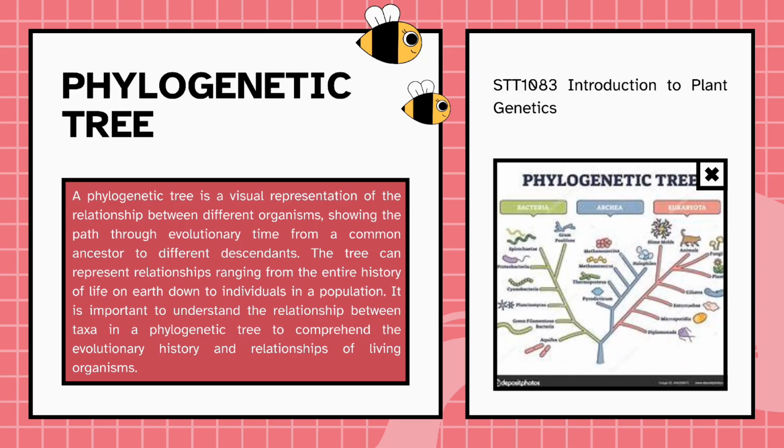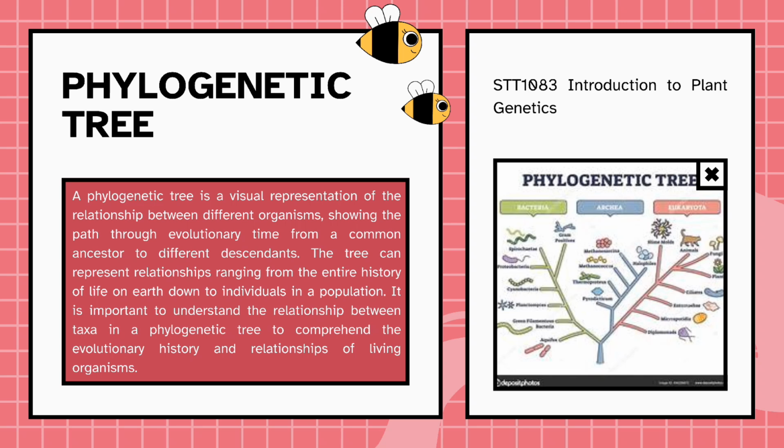Next, a little bit of introduction of phylogenetic tree. First of all, a phylogenetic tree is a visual representation of the relationship between different organisms, showing the path through evolutionary time from a common ancestor to different descendants. The tree can represent relationships ranging from the entire history of life on Earth down to individuals in a population.